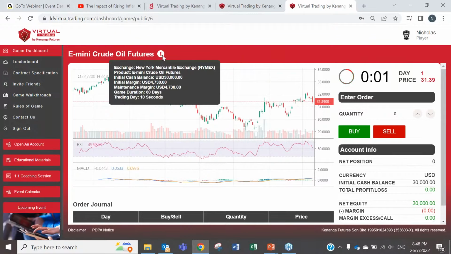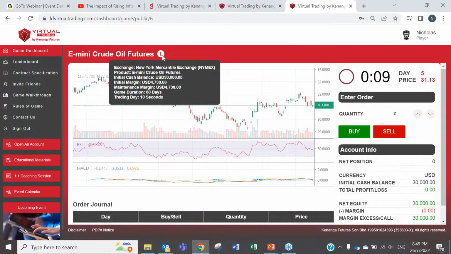In this game environment, we try to make it simplified, so the initial and maintenance margin we maintain at the same level, right? Game duration is 60 days, and the trading day is 10 seconds. What it means here is every trading day is going to be 10 seconds. In real life, one day has 24 hours. In this game environment, one day is equivalent to 10 seconds only.